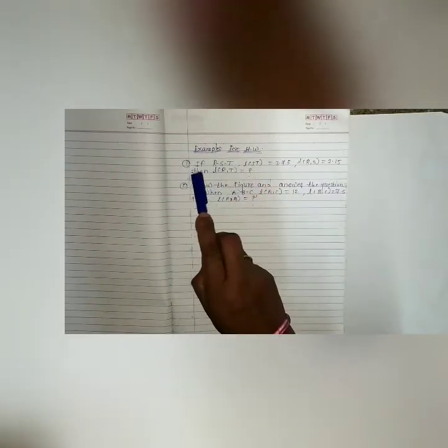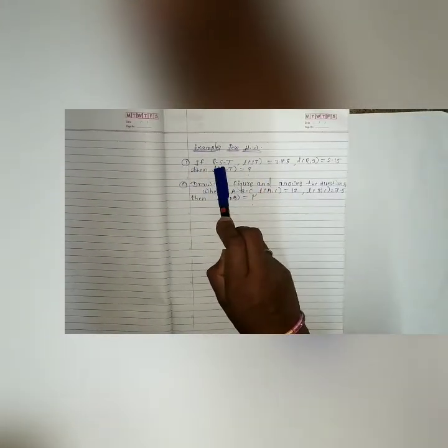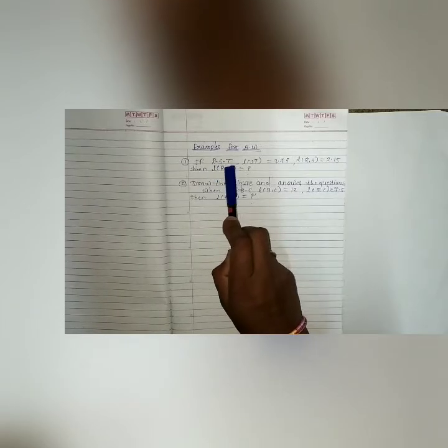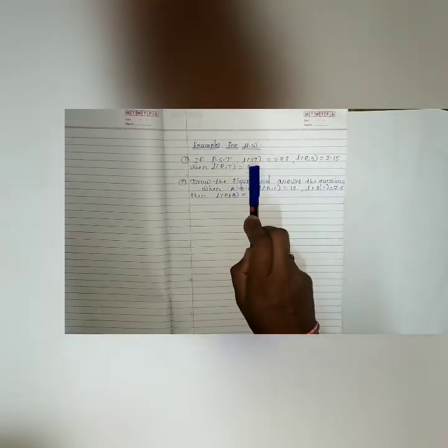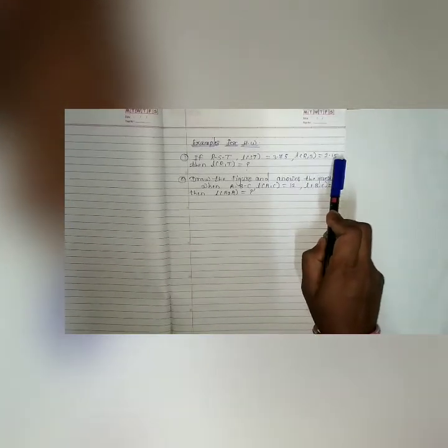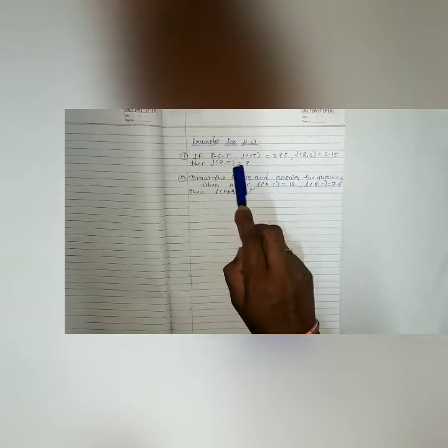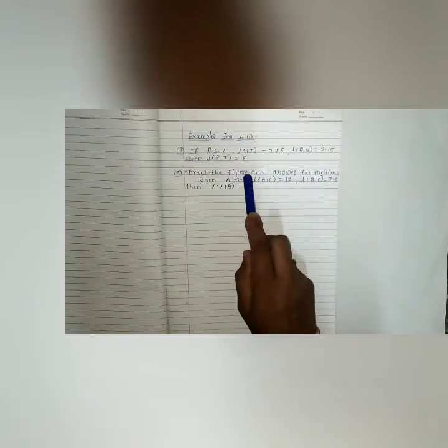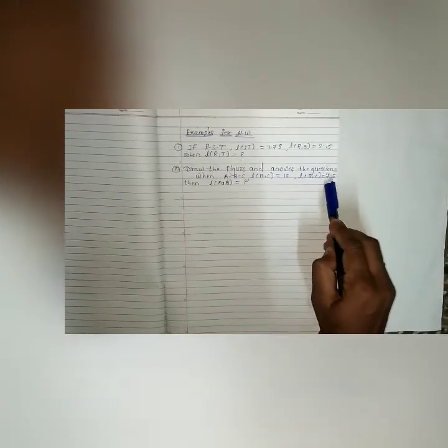Now, today's homework: if R-S-T means S lies between R and T, length ST is equal to 3.75, length RS is equal to 2.15, then length of RT is equal to question mark. Now example number 2: draw the figure and answer the question. When A-B-C means B lies between A and C, length of AC is equal to 12, length of BC is equal to 7.5, then length of AB is equal to question mark. Okay, thank you.